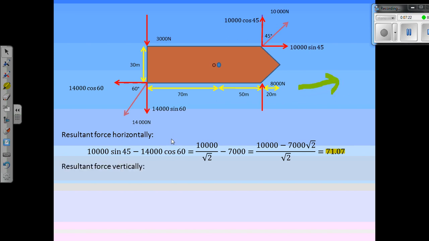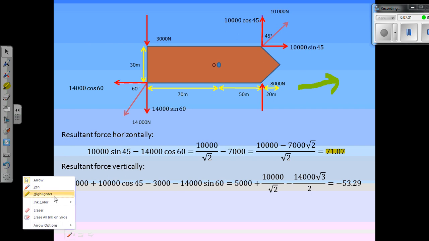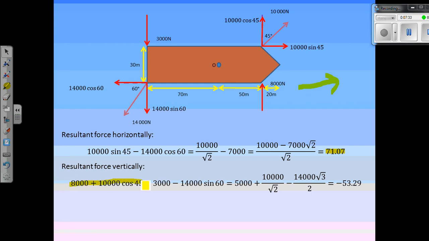So for the vertical, what we said, it's got the 8,000 plus the 10,000 cos 45. That's what we've got there, and going vertically downwards, it would be negative 3,000 minus 14,000 sine 60. Put that into a calculator, we get minus 53.29. Because it's negative in the vertical direction, it's going to look something like that.